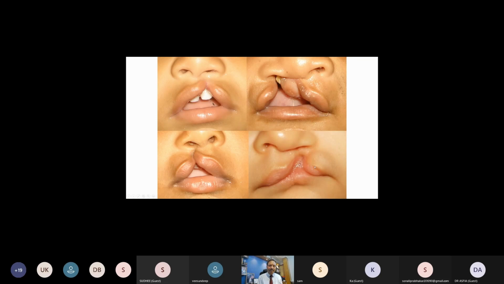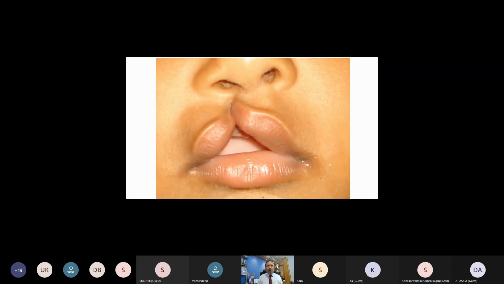Where should you take the corresponding point of the highest point of the Cupid's bow? Here, if you see this Cupid's bow, this is the highest point on the right side. This is the midpoint, and here the highest point has to be somewhere here. But the vermilion border here is not so prominent. So the vermilion border can be different in different patients. But what is important is you have to identify the midpoint or the central point of the Cupid's bow. Then the peak or the highest point of the Cupid's bow on the non-cleft side, and at equal distance, you should mark the highest point of the Cupid's bow on the medial aspect of the cleft.